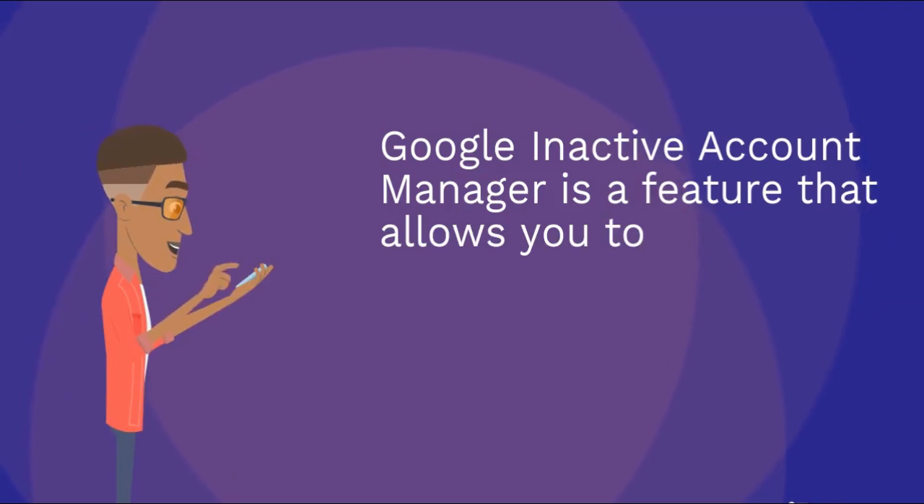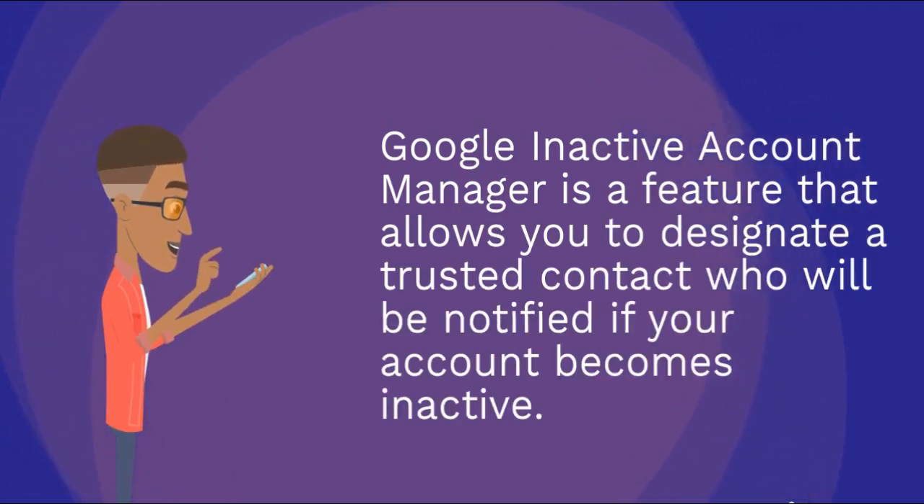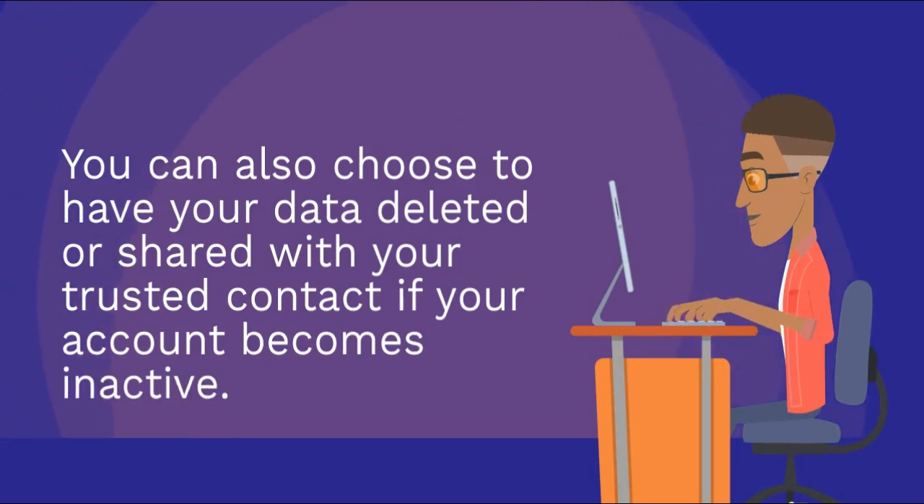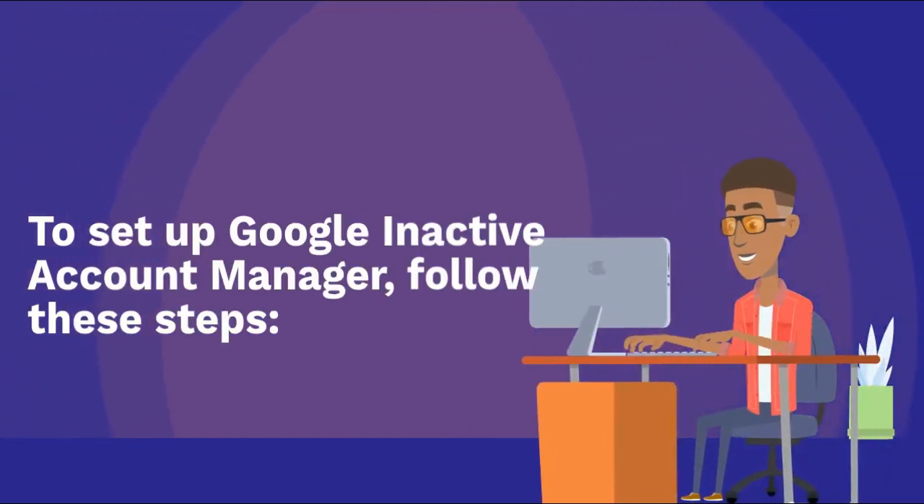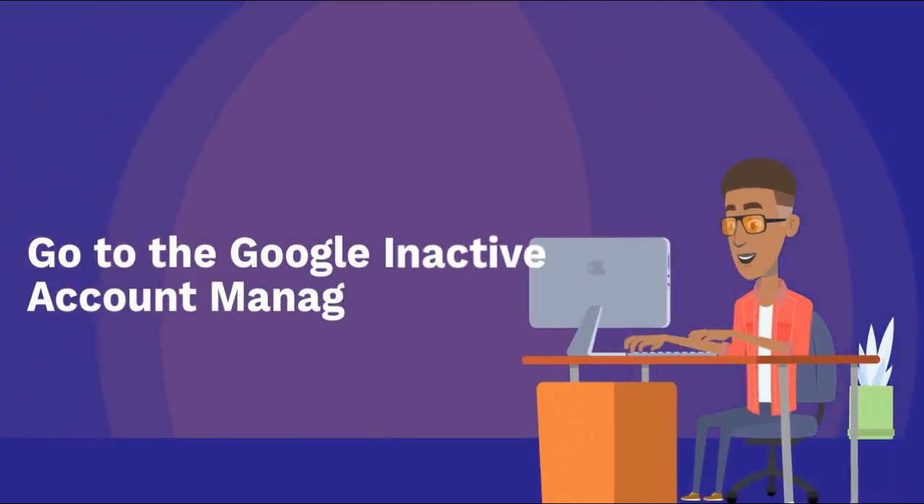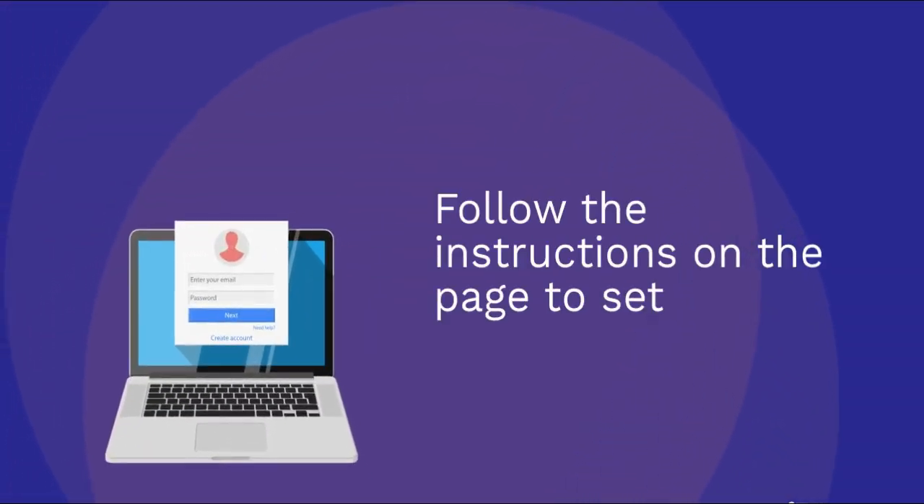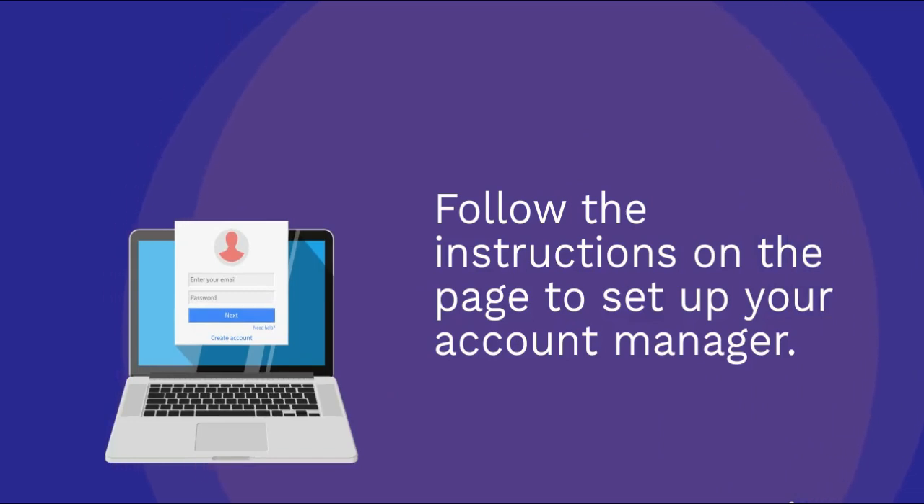Google Inactive Account Manager is a feature that allows you to designate a trusted contact who will be notified if your account becomes inactive. You can also choose to have your data deleted or shared with your trusted contact if your account becomes inactive. To set up Google Inactive Account Manager, follow these steps. Go to the Google Inactive Account Manager page. Sign into your Google account. Follow the instructions on the page to set up your account manager.